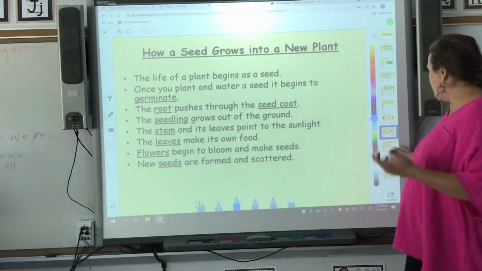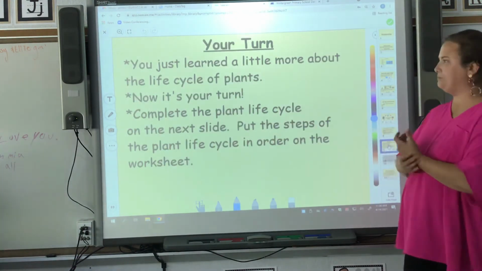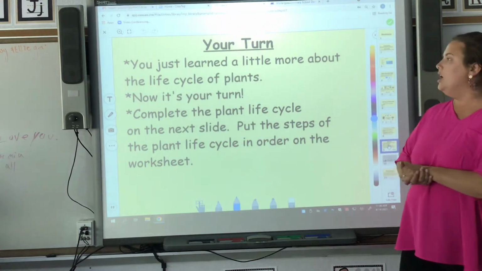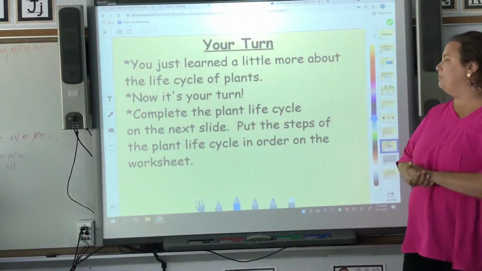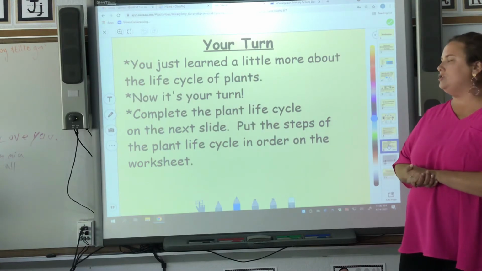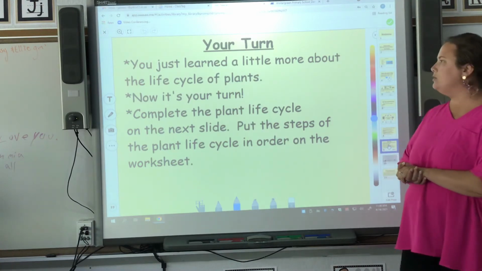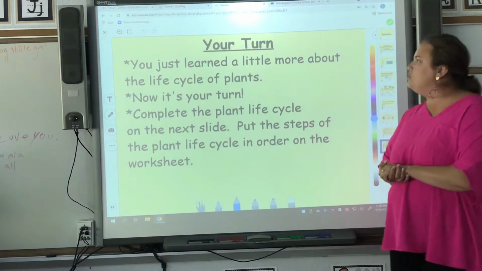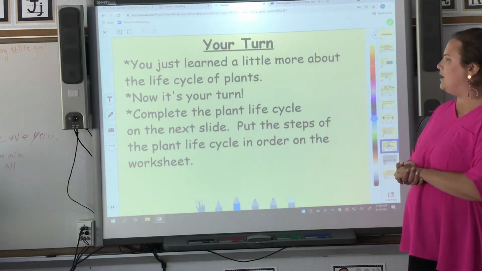So we keep reproducing all of these plants, and they're really helpful for us. We get food from them. We get to eat, and we get to watch the plants grow, so that's really helpful. You just learned a little more about the life cycle of plants.